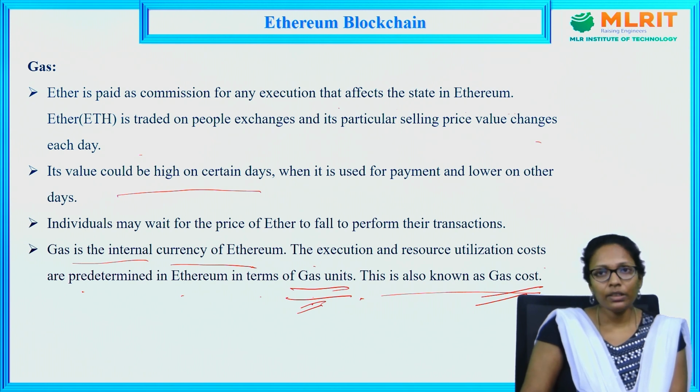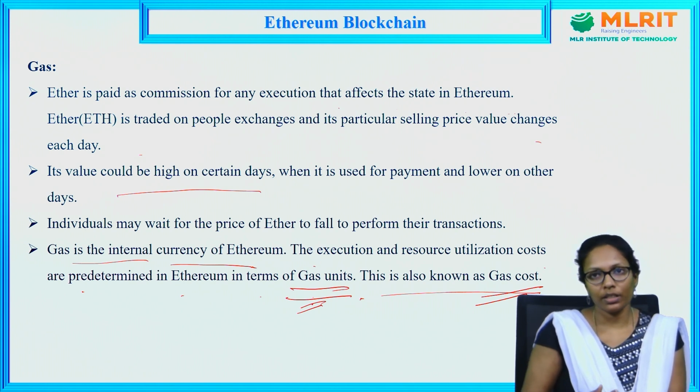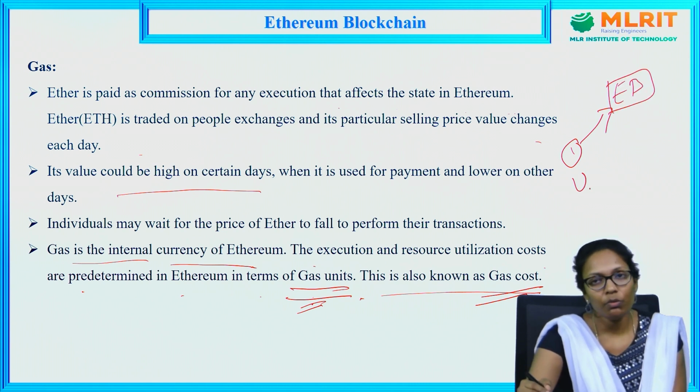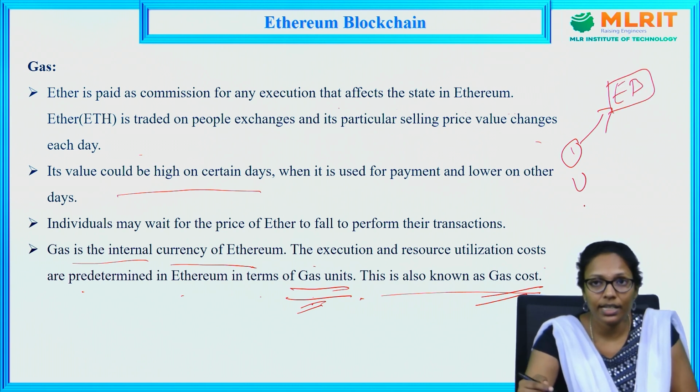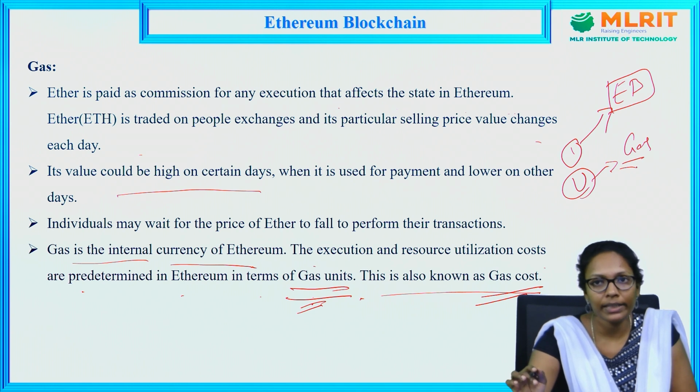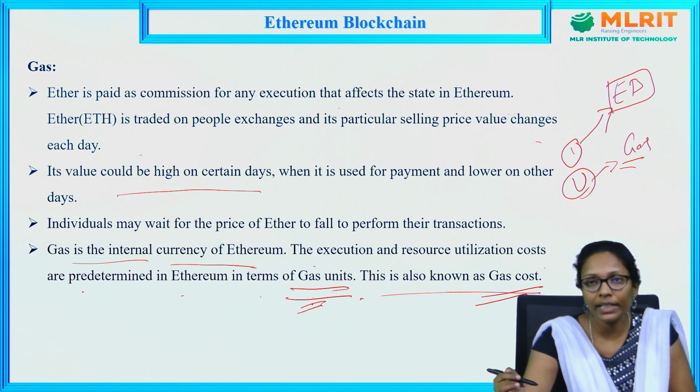For example, in the Ethereum blockchain, I want to execute one transaction. This is the user and this is the Ethereum blockchain. If I want to execute my transaction in the Ethereum blockchain, then I have to pay some amount. What is that amount? Gas. That will be calculated by the Ethereum blockchain itself. So how much memory you require, how much resources you require, all these will be calculated in terms of gas units, and that will be given by the user only.